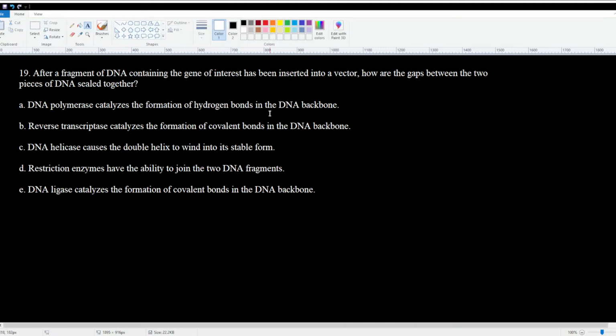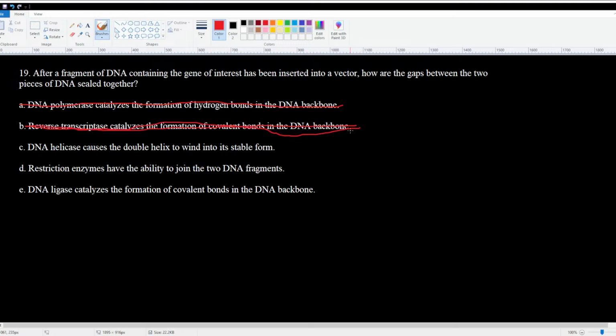After a fragment of DNA containing the gene of interest has been inserted into a vector, how are the gaps between two pieces of DNA sealed together? A. DNA polymerase catalyzes the formation of hydrogen bonds in the DNA backbone. Well, for one, we can eliminate that because there aren't any hydrogen bonds in the backbone. B. Reverse transcriptase catalyzes the formation of covalent bonds in the DNA backbone. Once again, we're talking about two different things here.